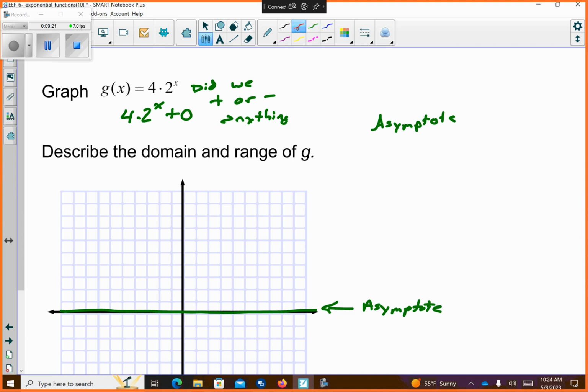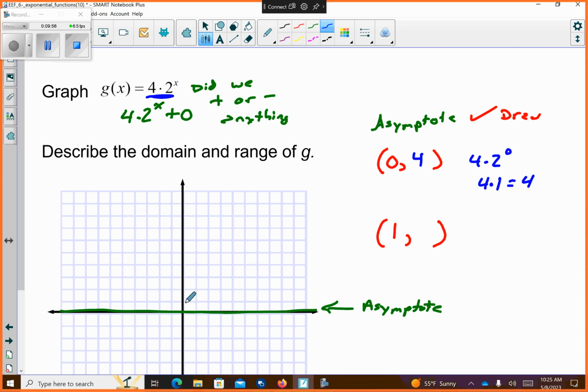So that's the first thing I want to do: draw this in, which we did. Now I'm going to pick 2 points. I'm going to go 0, comma, blank, and 1, comma, blank. This is enough information for us to get the entire graph. So let's take 0, comma, blank. I'm going to take 4 times 2 raised to the 0. What is 2 to the 0? 1. What is 4 times 1? 4. So 0, comma, 4 is our first point. 2, 3, 4. It's right there.